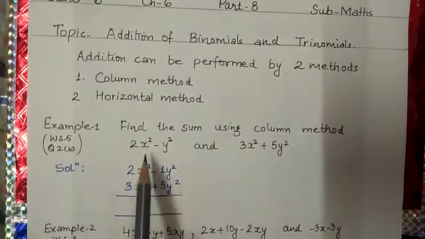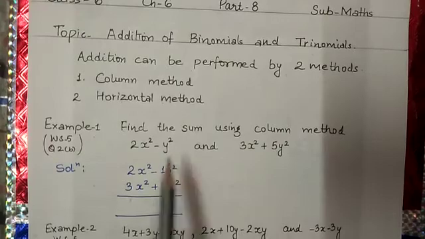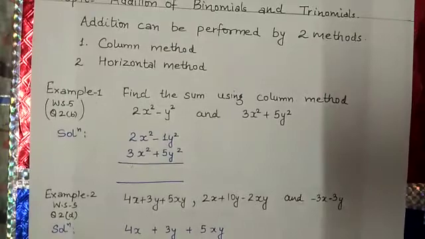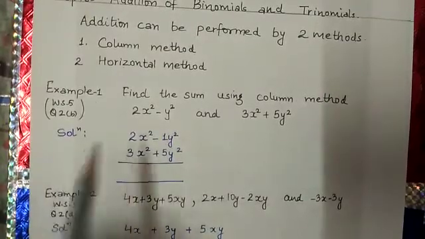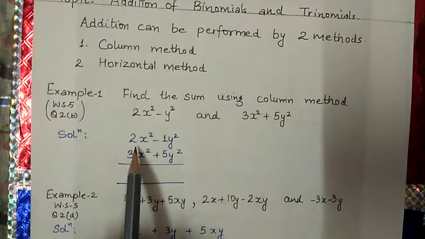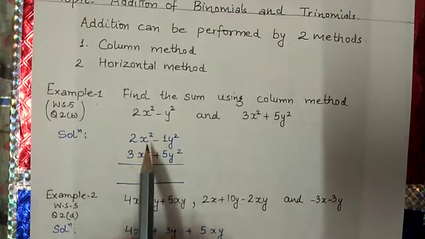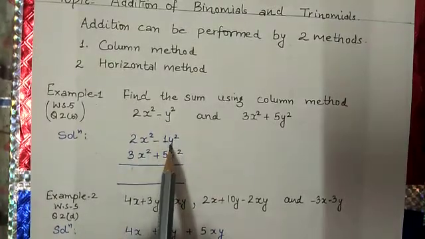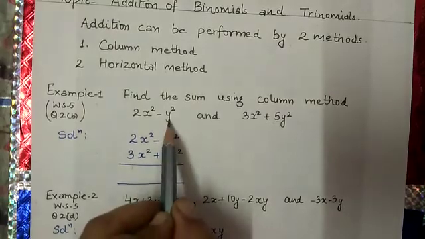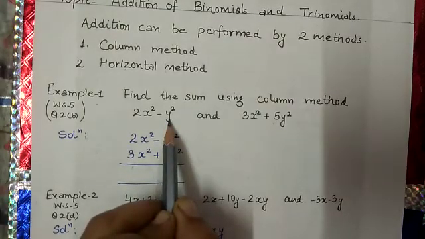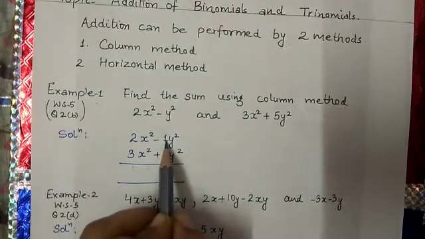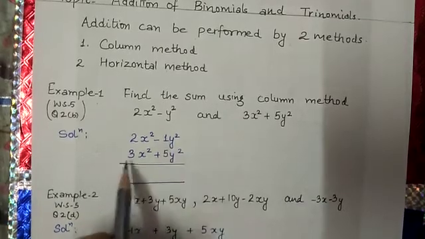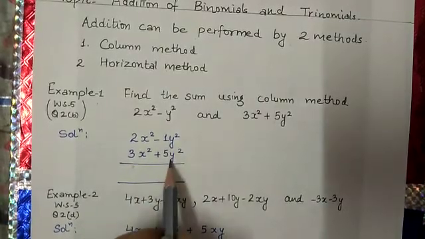First question: 2x square minus y square and 3x square plus 5y square. While doing addition using the column method, we have to arrange the terms or expressions in a column. Firstly, I have written 2x square minus 1y square, where we are not given any numerical coefficient. We ourselves write 1 there so that we do not make any mistake while adding. Now 3x square plus 5y square.